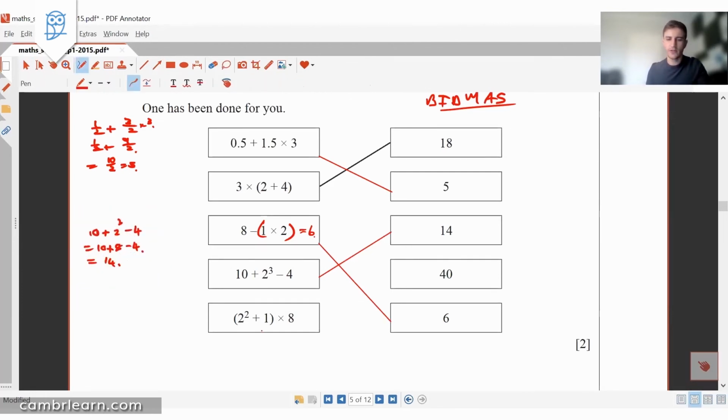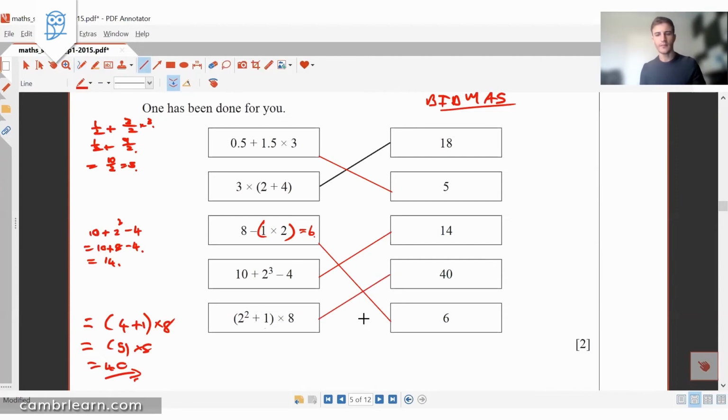And then for the next one, okay, so we have 2 squared plus 1 times 8. Okay, so now we have to do our indices first, so 2 squared, and then we have to do the brackets, and only then we multiply. Okay, so this would be 4 plus 1 times 8, and that's equal to 5 times 8, and this is equal to 40. Okay, so this just goes to 40. All right, so easy one, 2 marks.